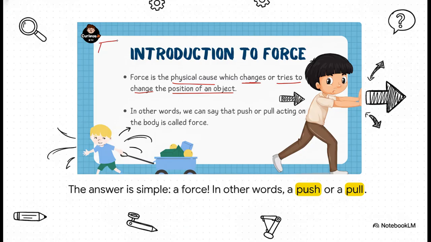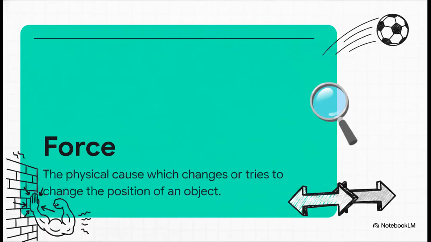When you boil it all down, every single force, no matter how complicated it seems, is just one of two things: a push or a pull. Okay, so let's get just a little more scientific for a second. The official definition is that a force is the physical cause that either changes or tries to change an object's position. And that little phrase, tries to, is really important. Think about it. If you push against a solid brick wall, you're definitely applying a force, right? Even if the wall doesn't budge an inch.